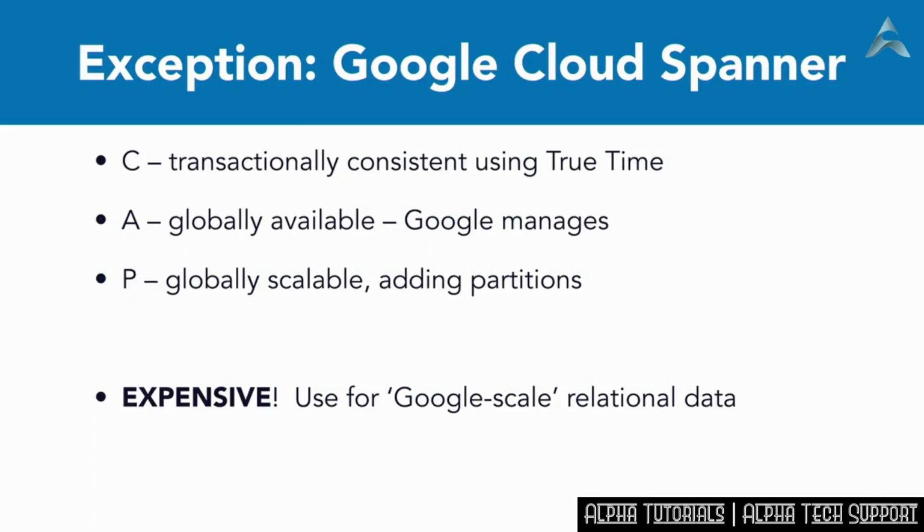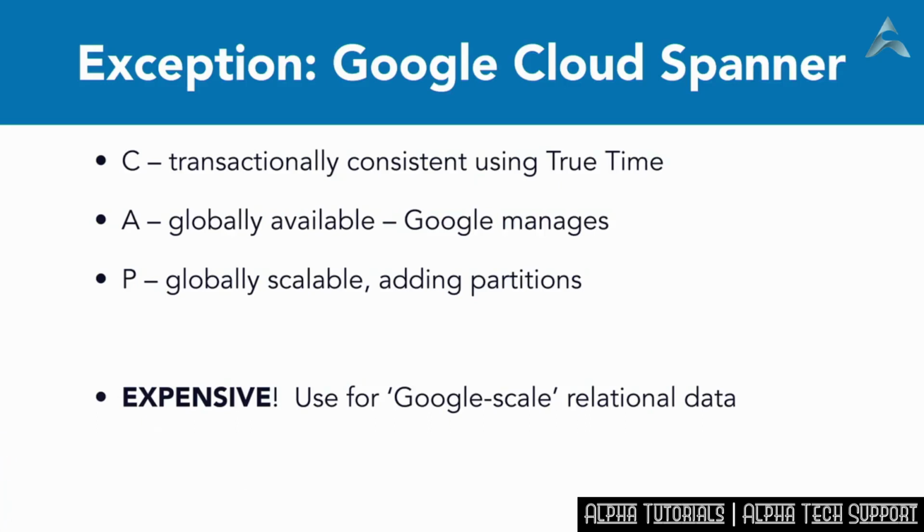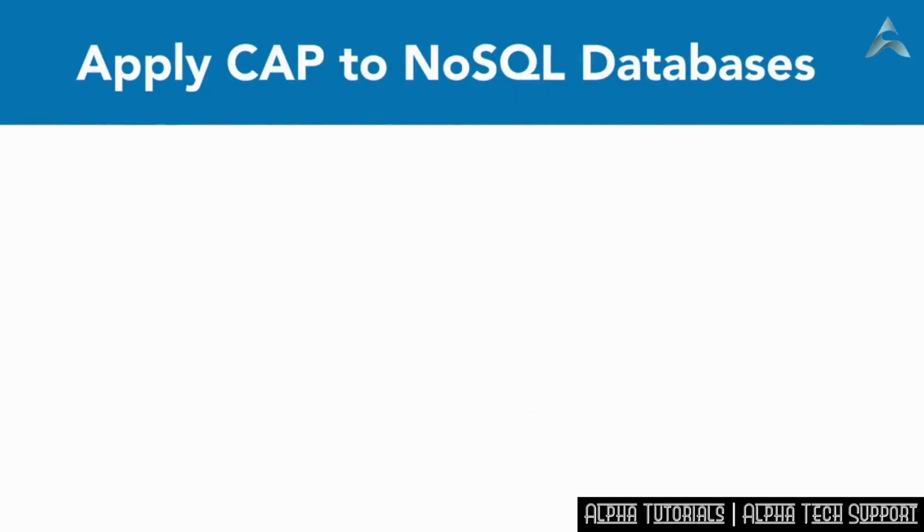Now, if you're curious like me and wondering how they actually did this, I put a link to the white paper that talks about how they created their own time management system called TrueTime, which is key to the ability to have globally scalable transactional consistency. It is a really compelling read, but it is the exception case. Everybody else just gets 2. Google gets 3. So now let's apply the CAP theorem to NoSQL databases.